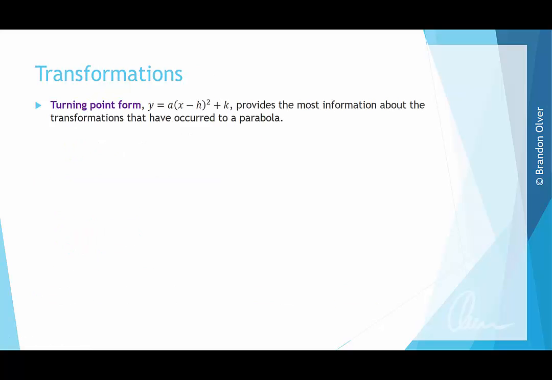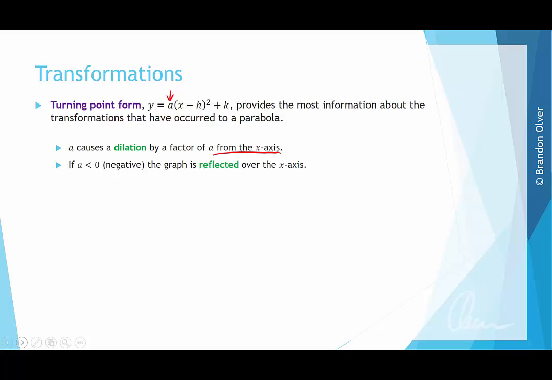When a parabola is in turning point form, that is y equals a times (x minus h) squared plus k, it provides the most useful information about the transformations that have occurred to a parabola. So the value of a, which is this value here, causes a dilation by a factor of a from the x-axis. If a is less than 0, the graph is reflected over the x-axis.